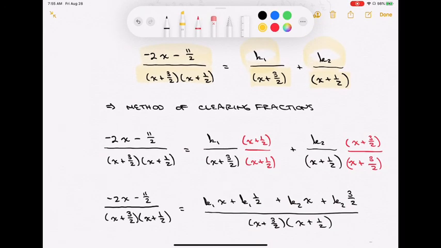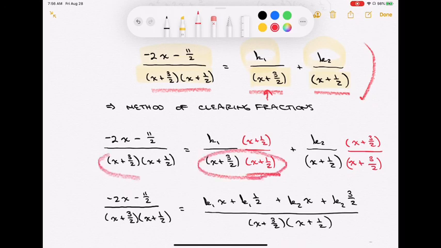Method of clearing fractions. What do we do? I take this expression that I just wrote, and I want to make it so that these terms have the same denominator as this. This first one doesn't have an x plus a half in the denominator. To get an x plus a half in the bottom of that first term, I need to also multiply the numerator by it. That's like multiplying that first term by a fancy 1, so I multiply it by x plus a half over x plus a half. That creates a new term whose denominator matches. I do the same thing for the second term, except it gets multiplied by x plus 3 halves over x plus 3 halves.